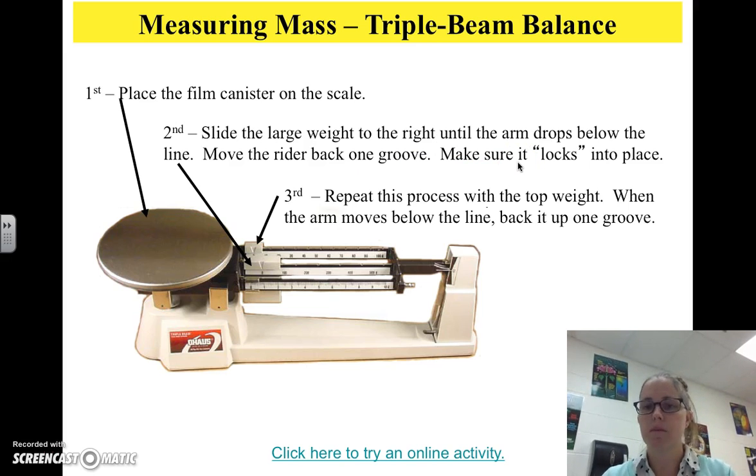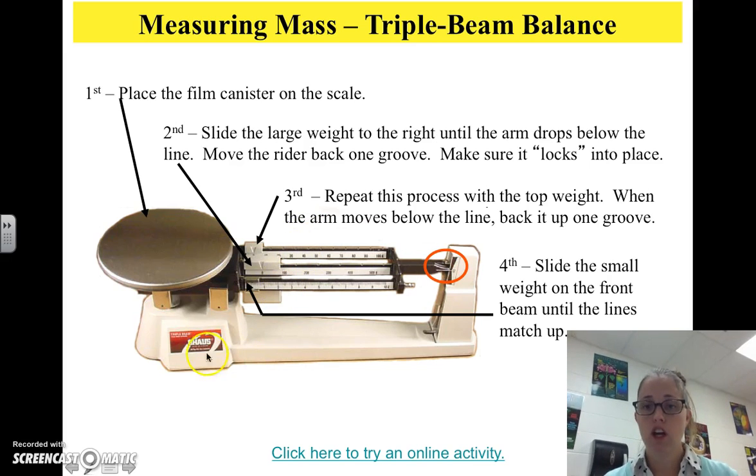Then you're going to repeat the process with the top weight. You're going to move it and move it, and once this drops below the line, you're going to move it back 1. And you're leaving this second one exactly where you put it before. So you leave them as you go. You did this one, you felt it drop below, you moved it back 1, and then you leave it there. And then you do the back arm, you move it until it drops below the line, and then you move it back 1, and then you leave it there.